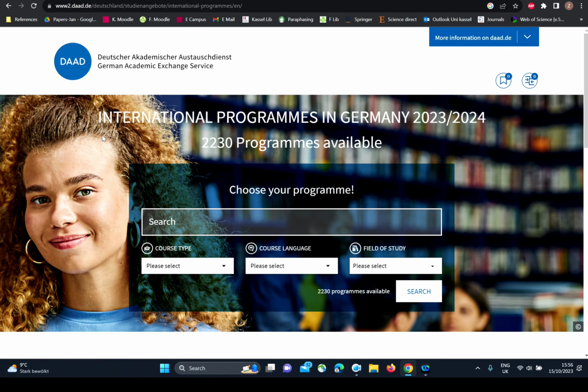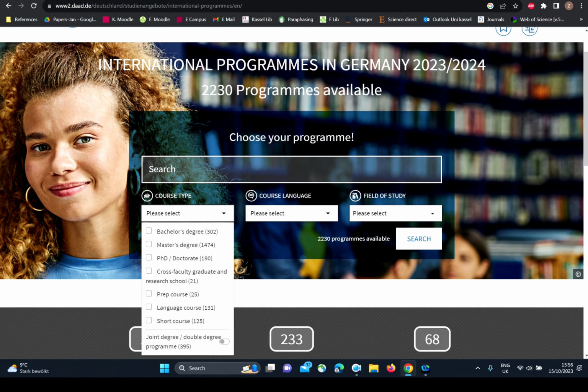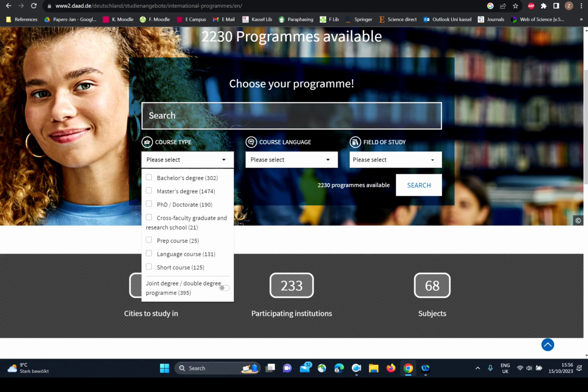Yes, guys. So here you can clearly see the course type, the language course, and the field of study. When you go to the course type, you have bachelor, master, PhD, cross-faculty graduate, and research school. And then you also have preparatory courses, the language courses, and the short course, and also the double degree or joint degree programs that I am doing currently.